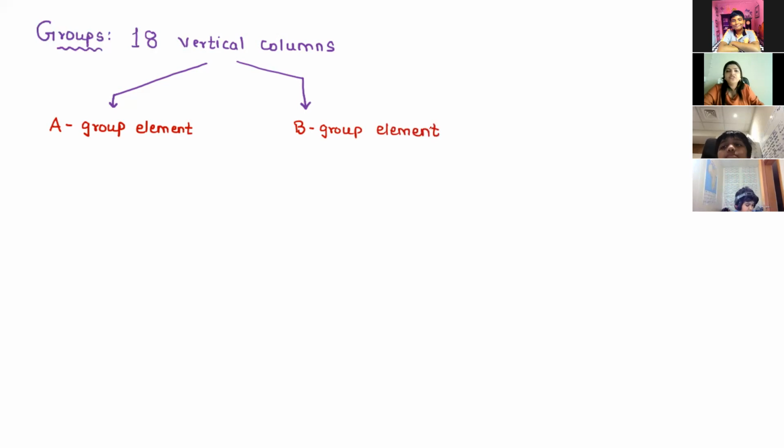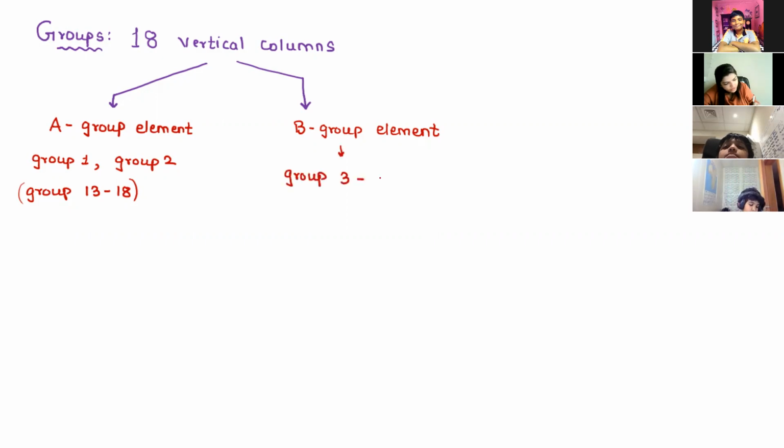Now, which all are A group elements? It is group 1, that is first column, group 1, group 2, group 13 to 18. These are all my A group elements. Group 1, group 2, group 13 to 18. Okay. First pay attention, then I will give you time to copy. B group elements are from group 3 to group 12.